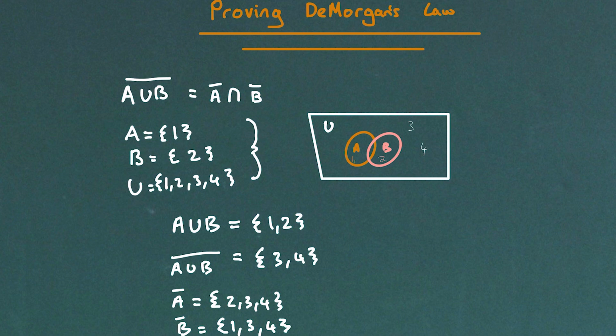So now, if we look at DeMorgan's Law, we know what the complement of A union B is, and we also know what the complement of A intersected with the complement of B is. The complement of A, which is 2, 3, 4, intersected with the complement of B, which is 1, 3, 4, is just going to be 3 and 4 because those are the only two elements that they share in common. Therefore, we've proven DeMorgan's Law. The complement of A union B is 3, 4, and the complement of A intersect the complement of B is also 3, 4, so they're equal.